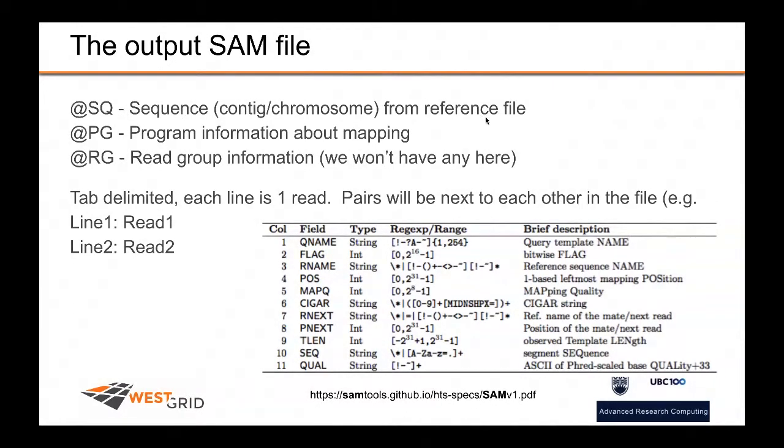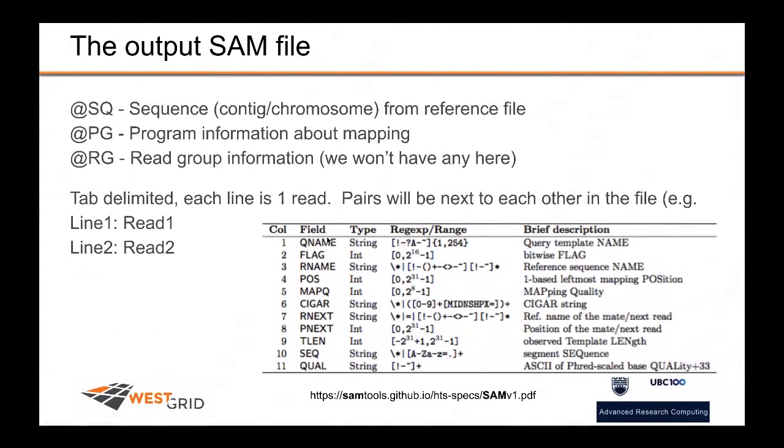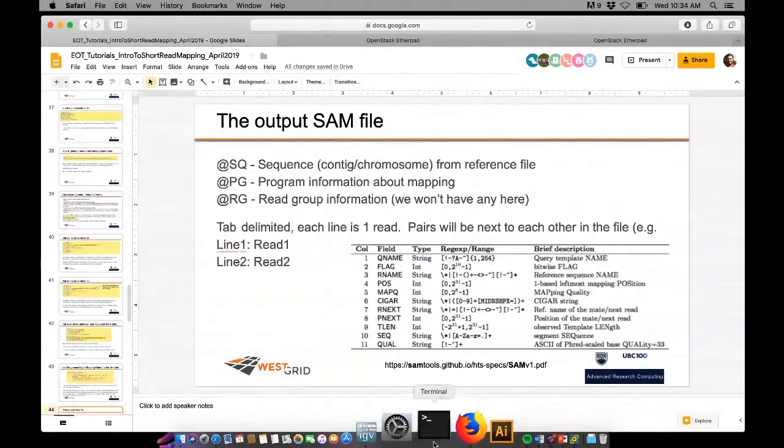It has some sequence information about the different chromosomes or contigs from the reference file. It'll have information about the program which you mapped it with, for example, BWA. And it'll have the read group information, which we actually do have because we put it onto our mapping command. I'm going to go ahead and show you what one of those SAM files looks like.